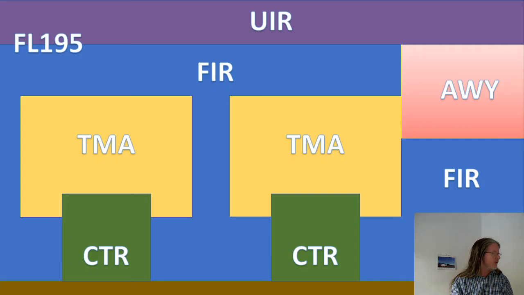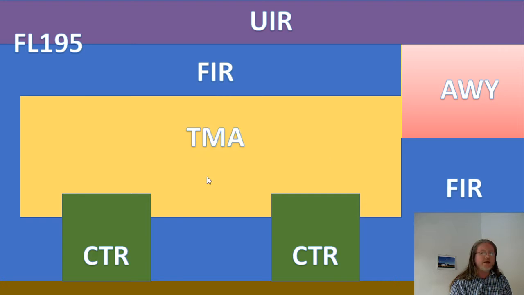Now let's take a look from the side. This is about what it looks like. You have here the CTRs, the TMAs above it, and the airway that is connected to the TMA so that the airplane can actually depart from the CTR and go into the airway. Some TMAs are not connected to airways. That also can happen. Or also, one TMA can serve more airports. In that case, there can be one controller doing the approach for both airports or for even more.